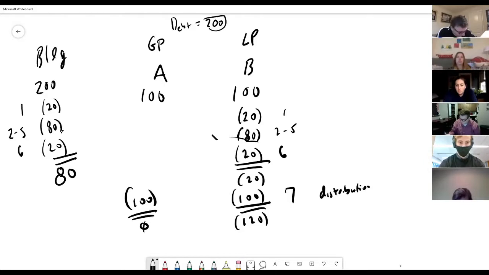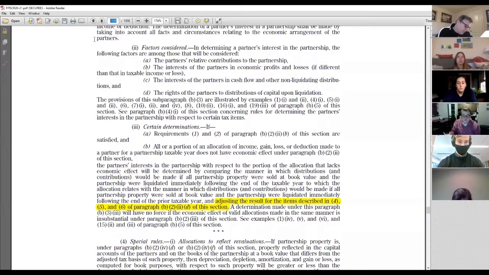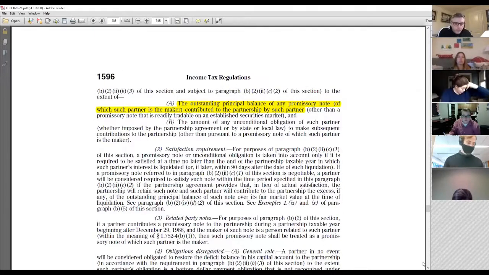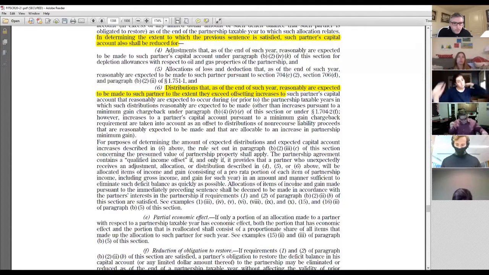Let's look at the QIO language, qualified income offset. Dash 1, B2, two little I's D. Turn to that. What's a QIO? What's this sentence right here? So we didn't build up the capital. We didn't create the cushion because it wasn't reasonably expected.